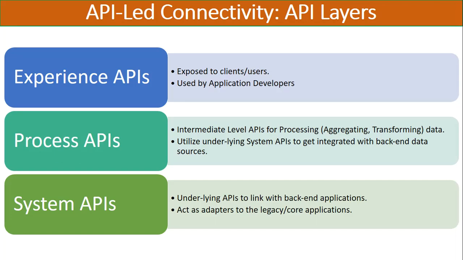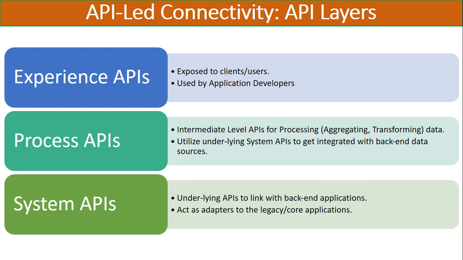All right, at a higher level, API-led connectivity has three layers of APIs. Going from down to up, we have system APIs, process APIs, and experience APIs. With this bottom-up approach, I will first explain what exactly system APIs are, and then we will talk about process APIs and experience APIs.